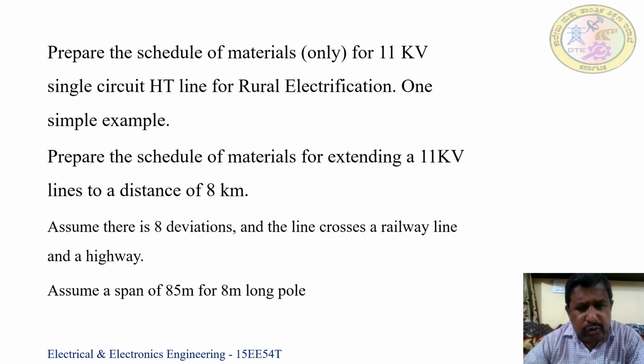Here we have to assume the number of deviations and the number of guardings, if any railway or highway crossings are there, and also the distance between the two poles, that is span. Let us see here. Assume there are 8 deviations and the line crosses a railway line and a highway. Assume a span of 85 meter for 8-meter long RCC poles.